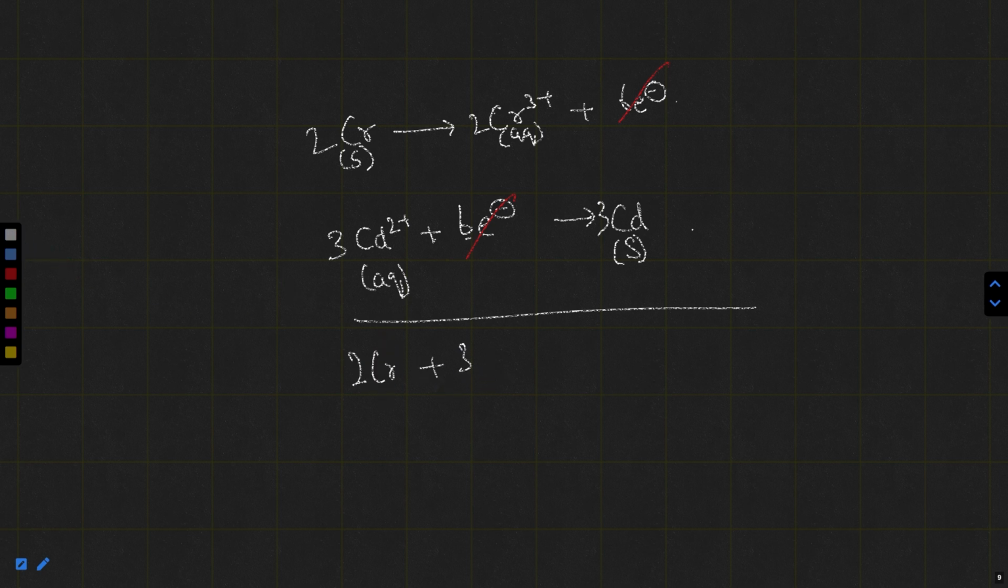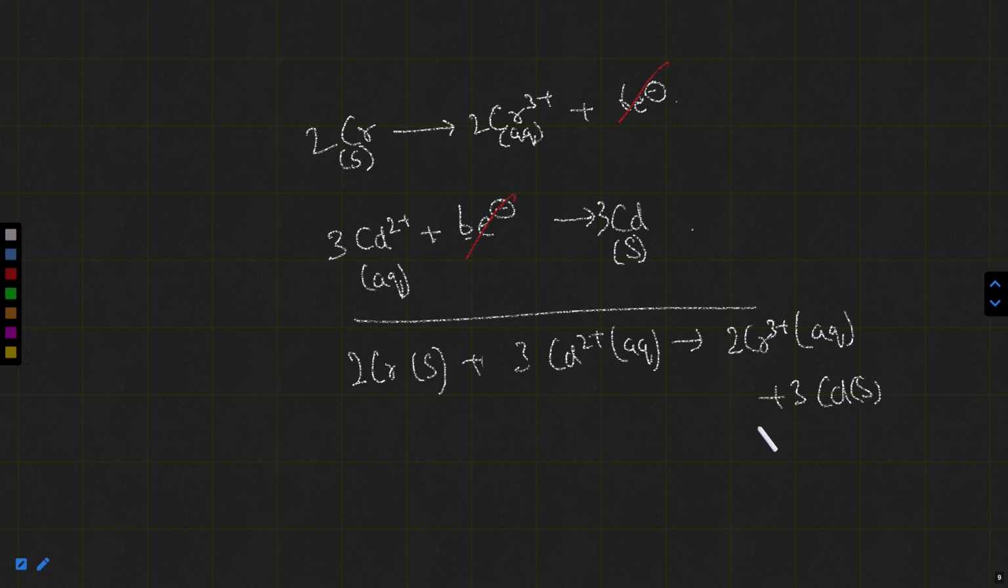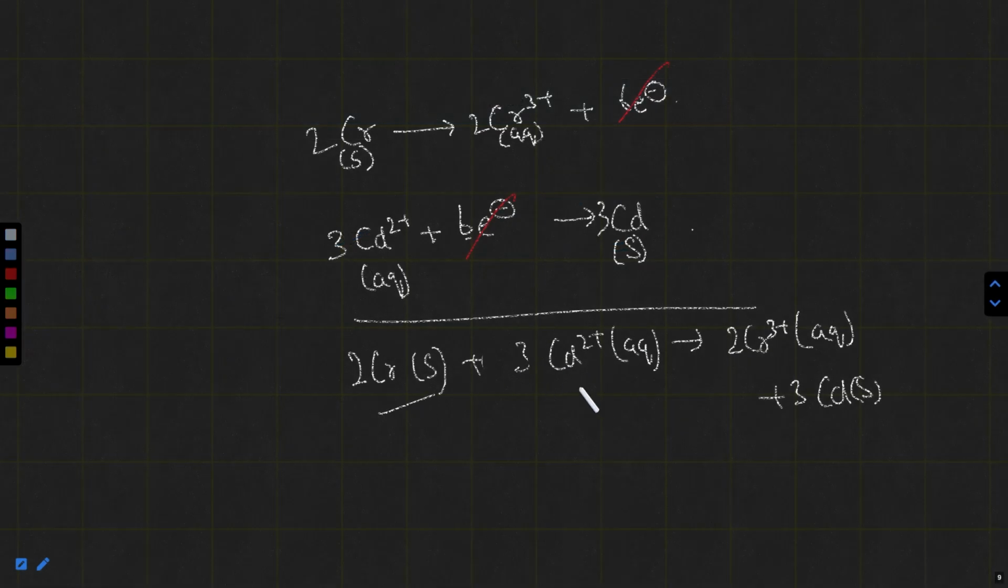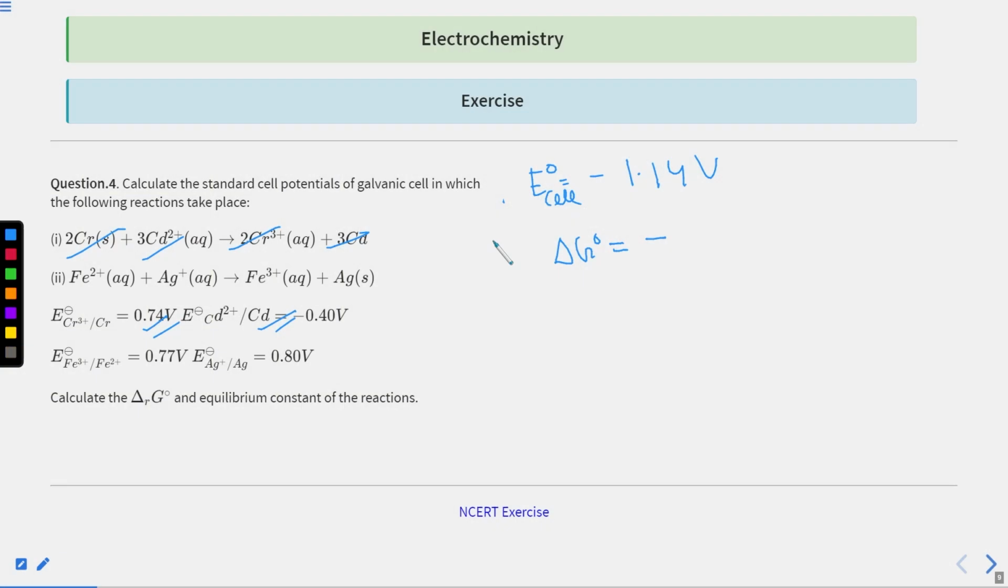2Cr plus 3Cd2 plus gives 2Cr3 plus and 3Cd. Let us match it with the equation that is given. So we have coefficients of 2, 3, 2, 3: Cr, Cd2 plus, Cr3 plus, Cd. Okay, we got our final equation. So our number of electrons is correct. We got the value of n as 6.